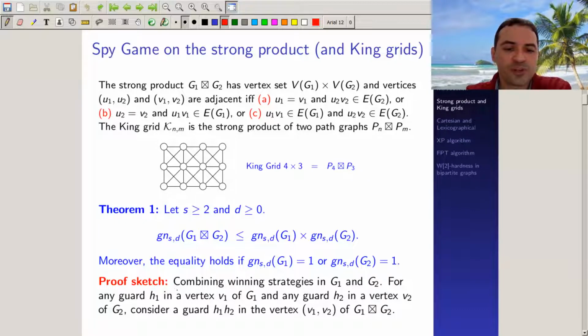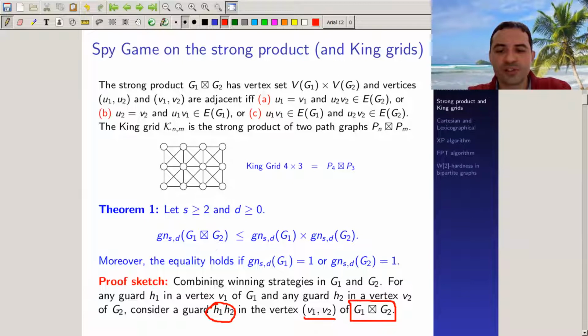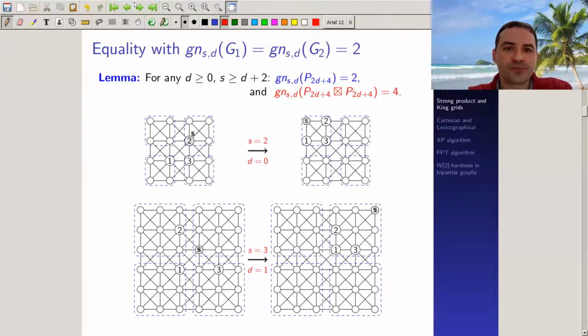A proof sketch: we combine winning strategies in G1 and G2. For any guard H1 in a vertex V1 of G1, and any guard H2 in a vertex V2 of G2, consider a guard (H1, H2) in the vertex (V1, V2) of the strong product of G1 and G2. Okay? This is the main idea of the proof.